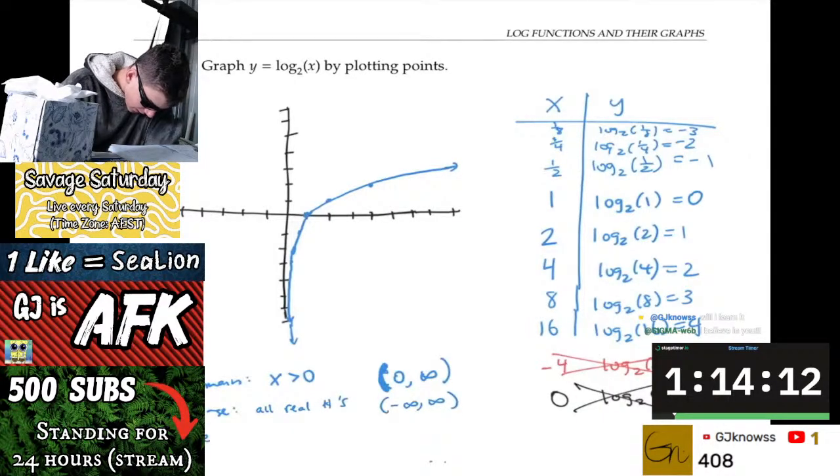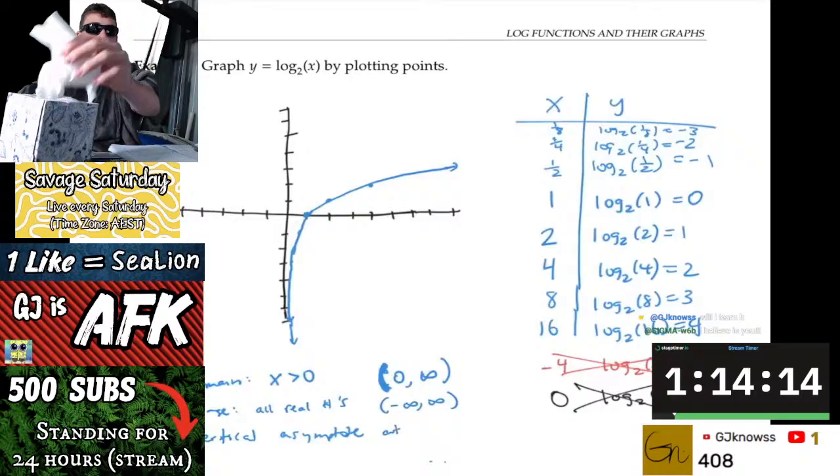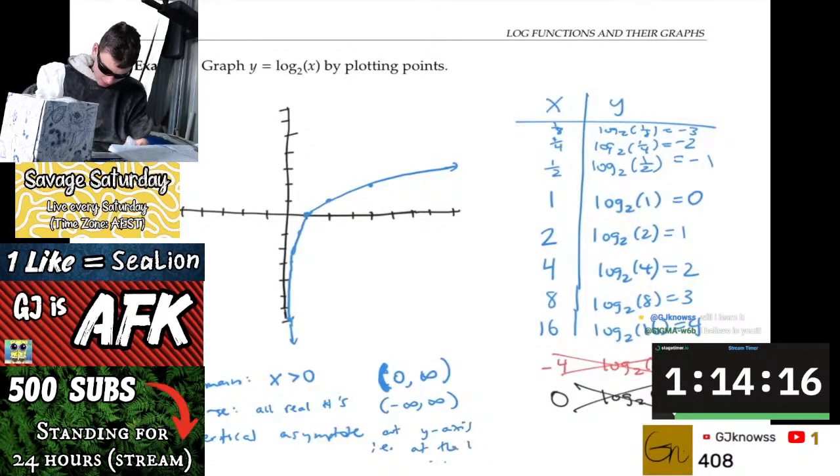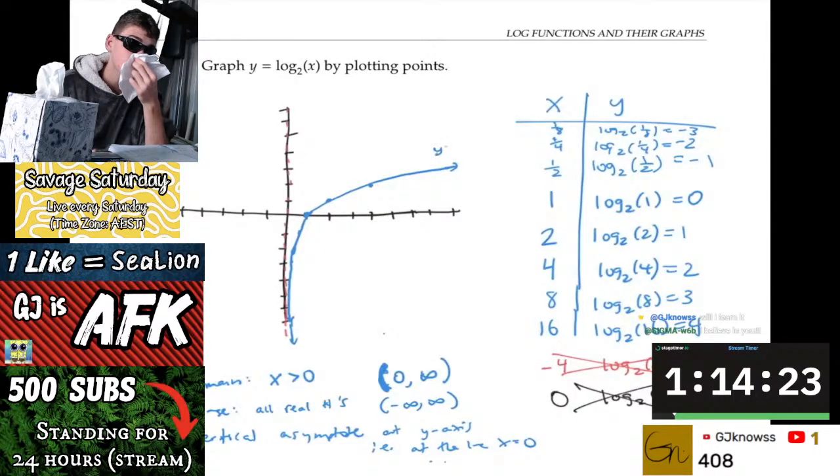Finally, I want to point out that this graph has a vertical asymptote at the y-axis, that is, at the line x equals 0. I'll draw that on my graph with a dotted line. A vertical asymptote is a line that our function's graph gets closer and closer to. So this is the graph of y equals log base 2 of x.